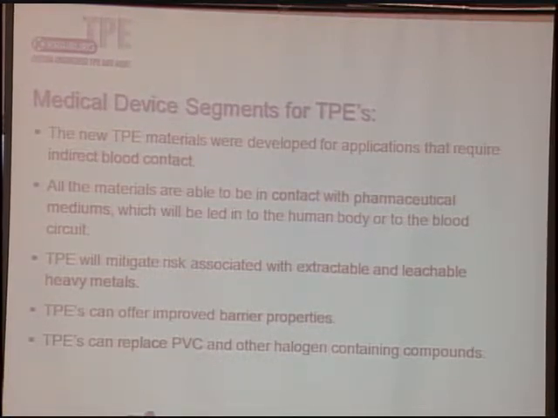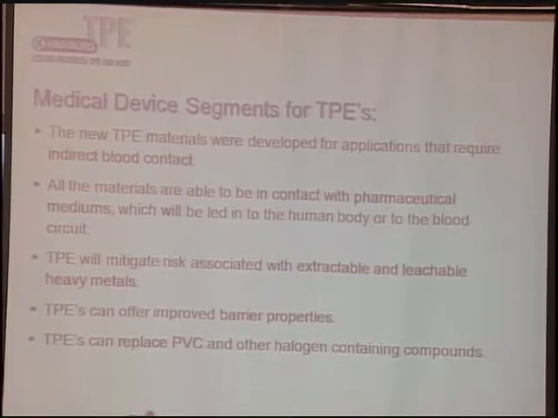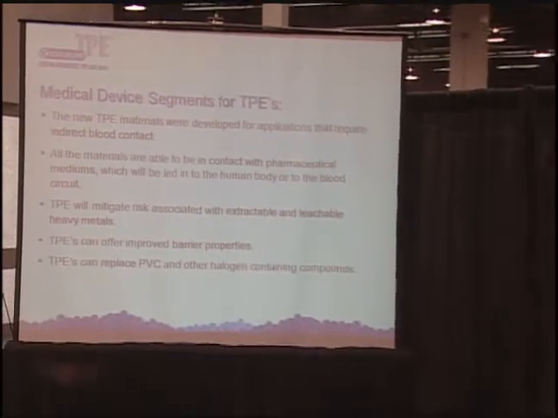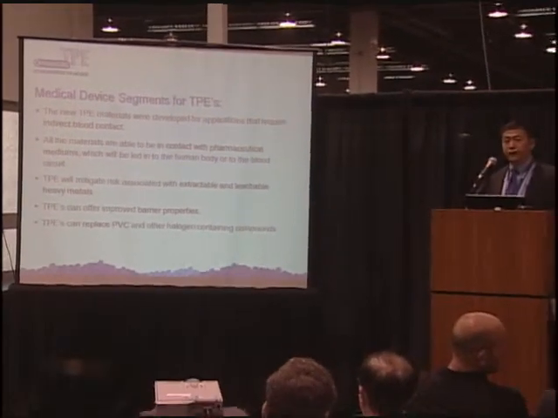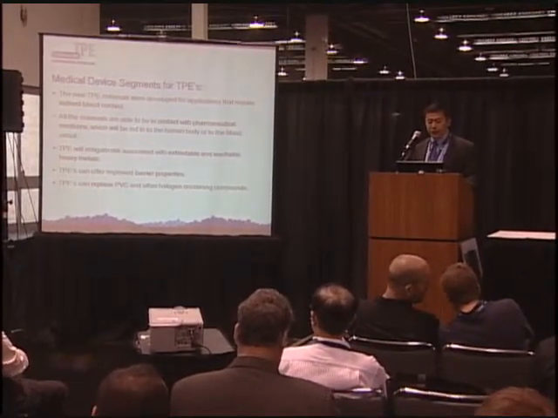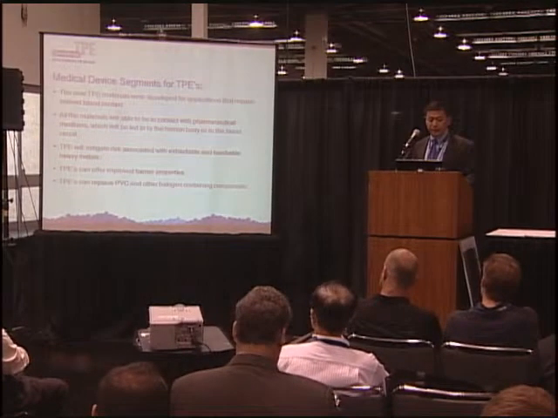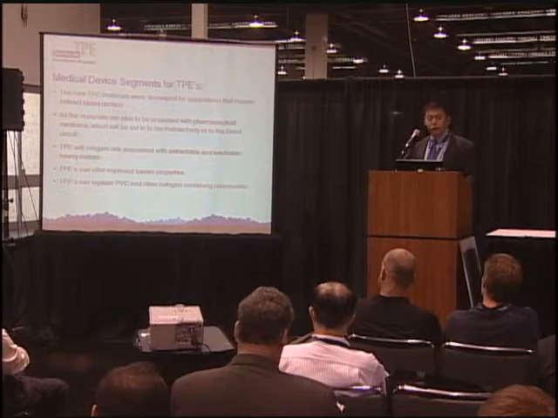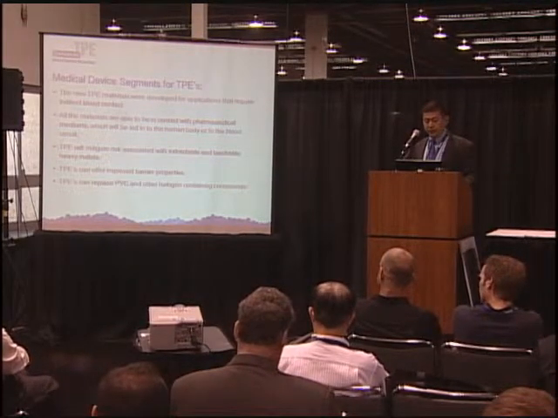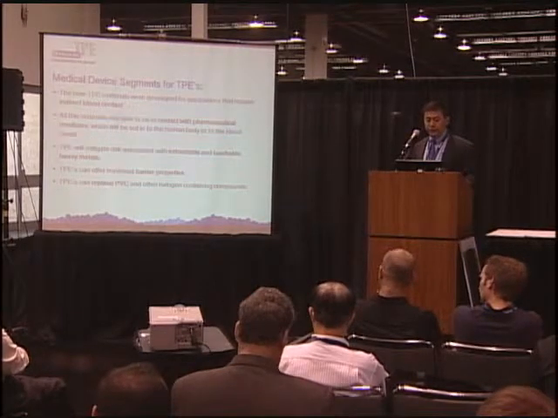And TPE will also mitigate the risk associated with extractables and leachable heavy metals. Typically, we can see those in silicone rubbers. TPE can also offer improved barrier properties that can use for like IV bags and other related applications. Finally, people are looking for materials to replace PVC due to the halogen, chlorine, or other halogen materials in the compound.